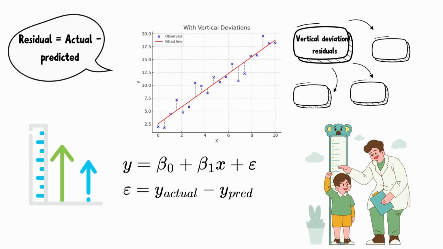Residuals can be considered as three types. Positive residual: the points that lie above the line. Zero residual: we could consider that the line is a better fit. Then we have negative residual: the points that lie below the line.